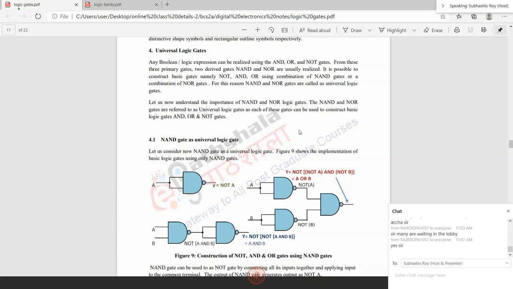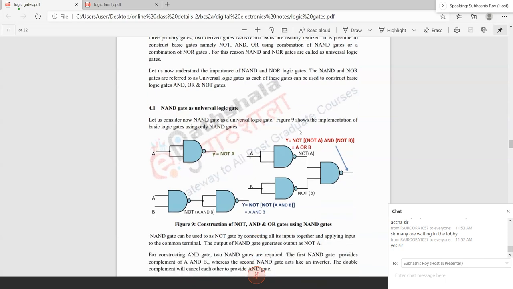Because with universal gates, suppose you have manufactured a single NAND gate. Using multiple copies of that NAND gate, you can design a system, because you can design any kind of gate using NAND gates. So it will drastically reduce the cost of designing the system, and you can say the complexity of designing the system. So there will be huge advantages from using these universal gates.